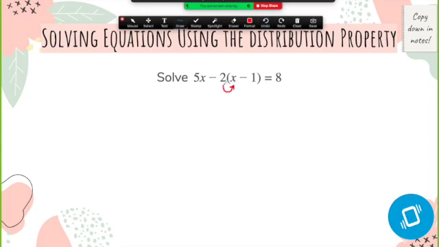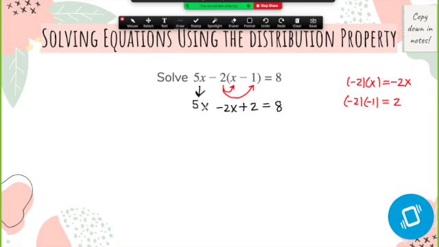When I complete the distribution property, I'm going to be multiplying negative 2 times x. That equals negative 2x. Then I'm going to multiply negative 2 times negative 1, and that equals positive 2. So I get negative 2x, and since this was a positive number, I'm going to have that positive sign, positive 2, equals 8. And I'm going to drop down that 5x right here.